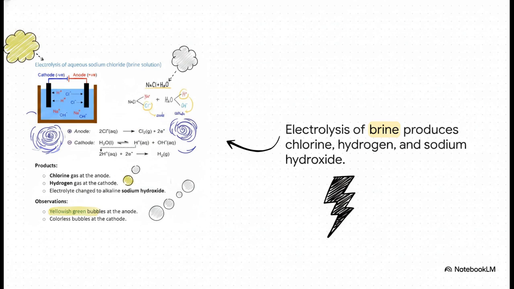At the positive anode, the highly concentrated chloride beats out the hydroxide, bubbling off as chlorine gas. Over at the negative cathode, that highly reactive sodium absolutely refuses to be discharged, so hydrogen loses the fight and bubbles off. And what's left swimming in the beaker? The leftover sodium and hydroxide ions, which perfectly pair up to form sodium hydroxide, a seriously powerful alkali.